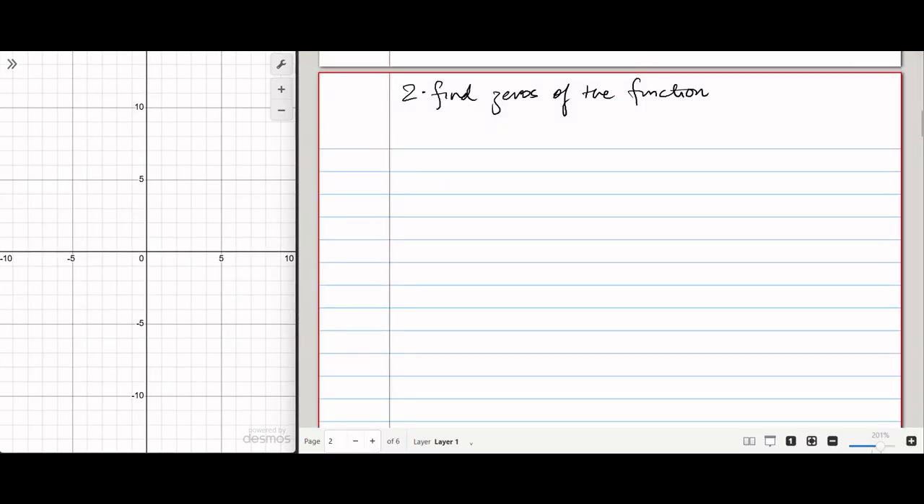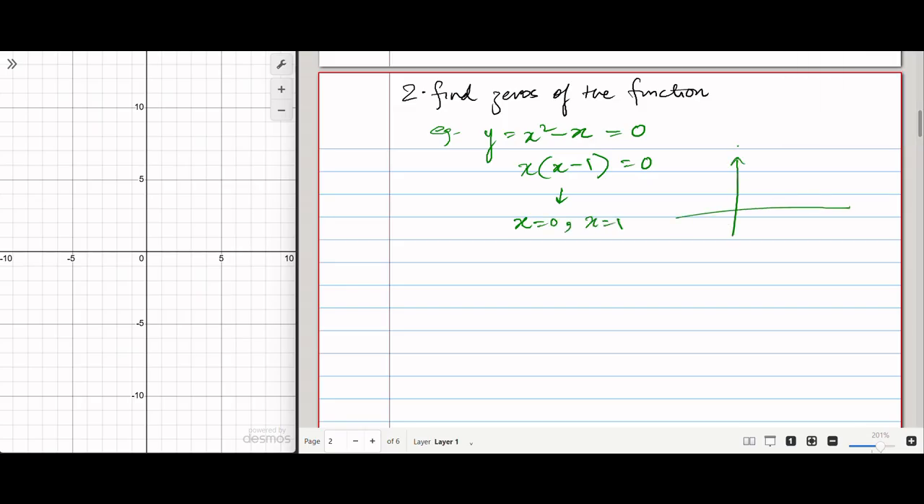The next step is to find the zeros of a function, which means where the function goes to 0. For example, if y is x square minus x, where does this function go to 0? If we put it equal to 0, then we can write x into x minus 1 equals 0, which means y is 0 at x equals 0 and x equals 1. If we plot it like this, the function cuts the x-axis at the x equals 0 point and the x equals 1 point.